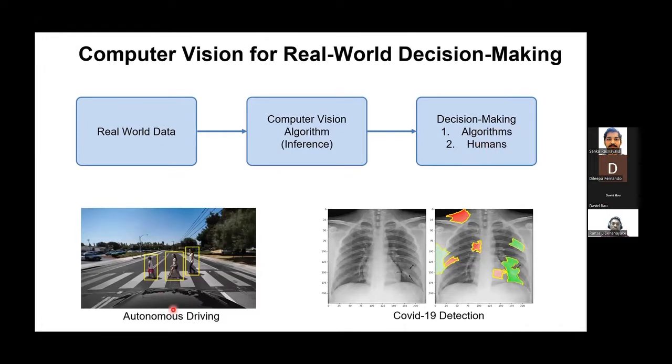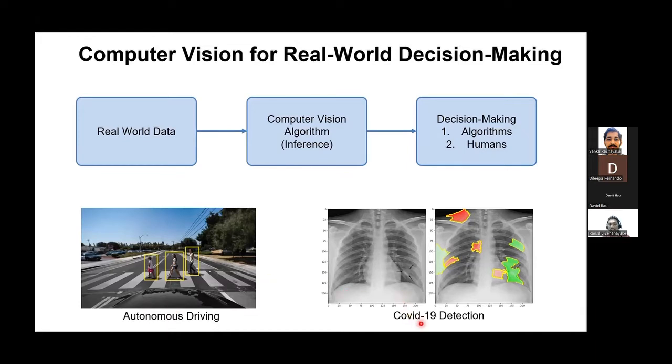For instance, in autonomous driving, the decision maker is some kind of a control or decision-making algorithm. It could be as simple as a PID controller, or it could be something like an MPC or a POMDP or reinforcement learning algorithm, right? So that is decision making. Or it could be a human.